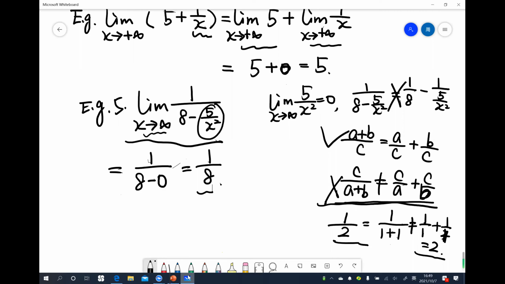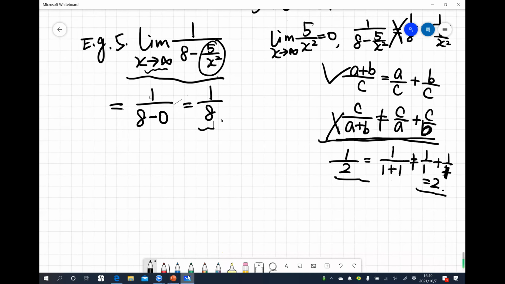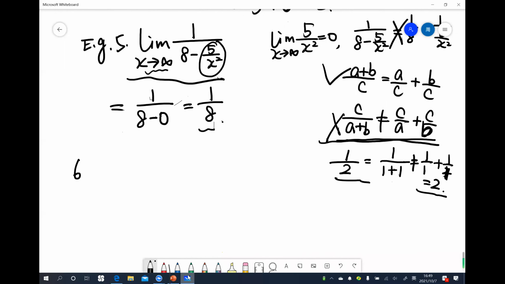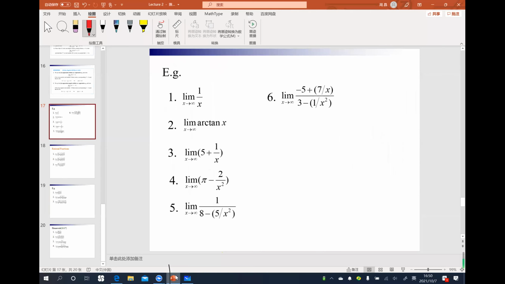And for the last question, number 6, we get the limit as x approaches infinity of (-5 + 7/x) by (3 - 1/x squared), right? Is it the right question?